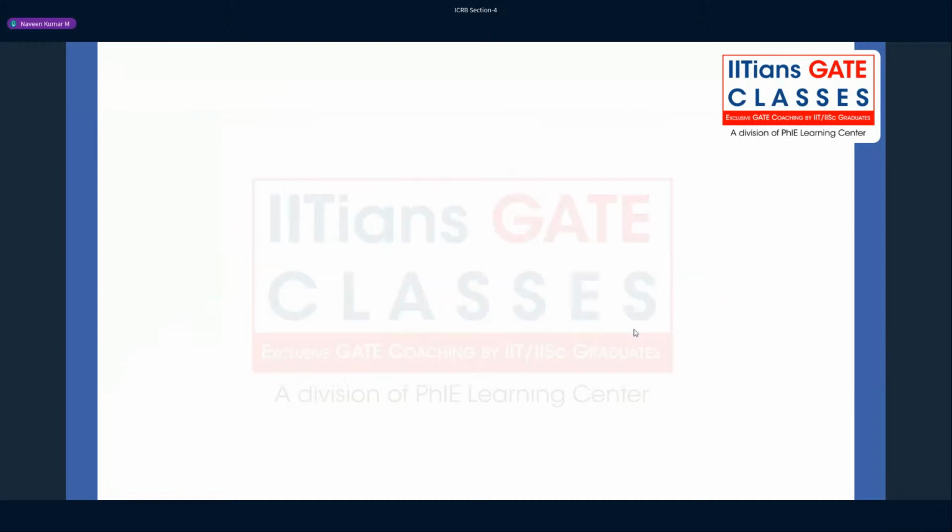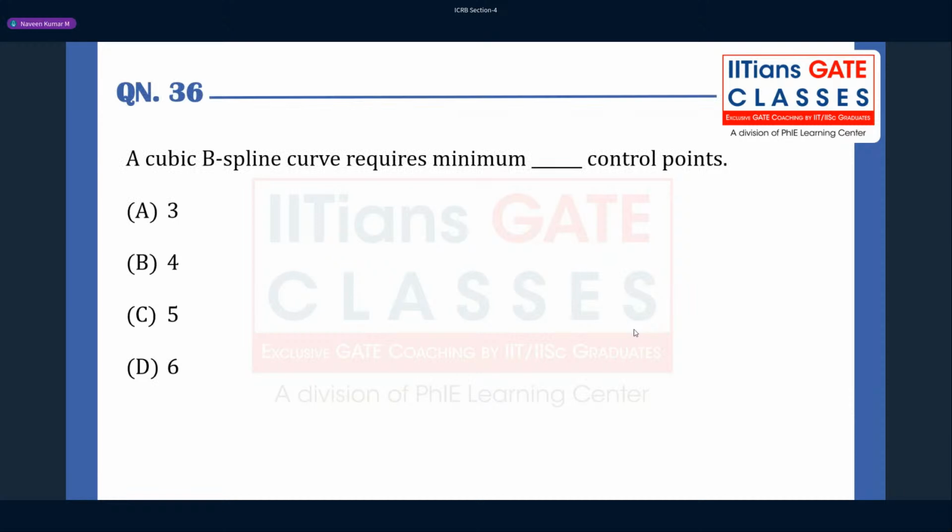Now they're asking the next question: a cubic B-spline curve requires a minimum of dash control points. First, we have to understand what a cubic B-spline curve is. What is a B-spline? In CAD, computer aided design, again I'm telling you, in GATE and all, B-spline and Bezier curves come very often. So the syllabus is quite extensive according to the questions that they're asking. You have to have a very good grip on the basic knowledge.